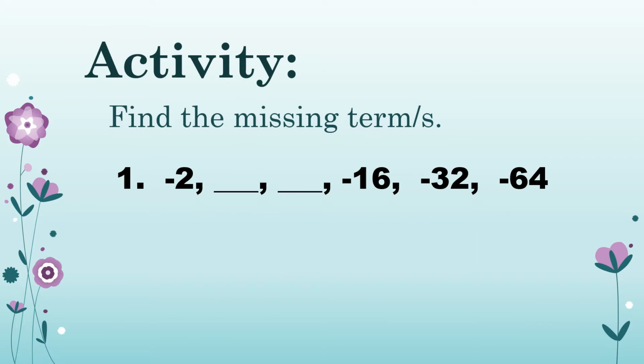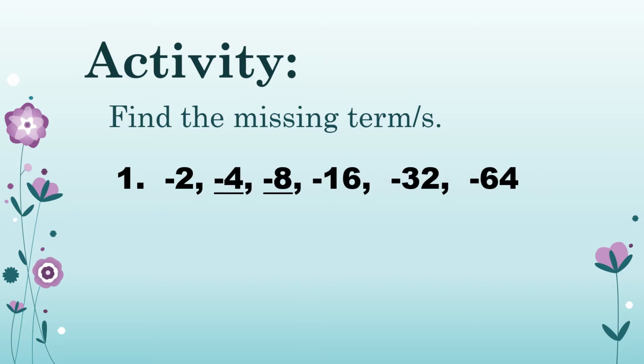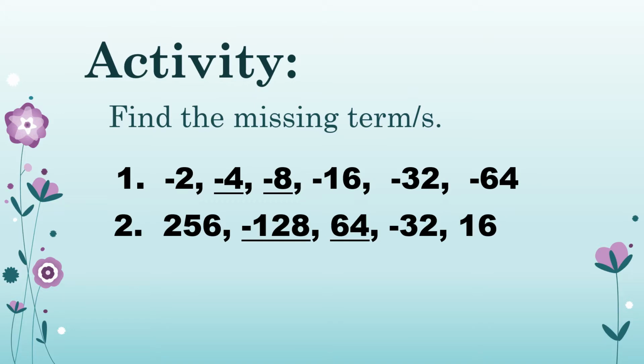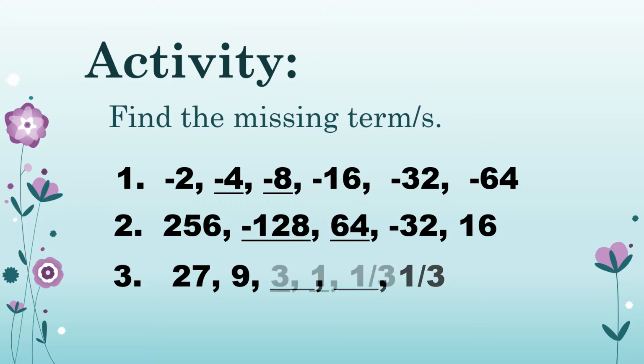Find the missing term or terms in the given sequence. You're right. It's -4 and -8. What about the next? Very good. -128 and 64. Next, you've got it. It's 3 and 1.